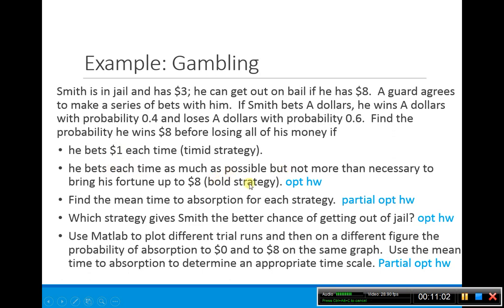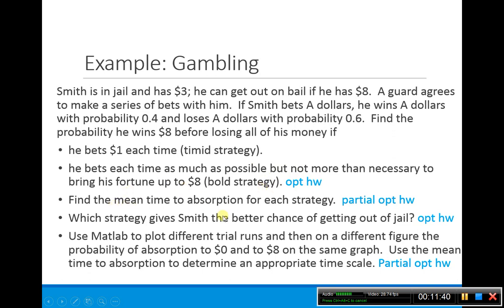Now this one, the bold strategy, he bets as much as possible. So if he starts with $3 here, then he's either going to win $3, so he's going to go up to $6, or he's going to go down to $0. So the bold strategy is much bolder because he bets as much as he can. So now if he's up at $6, he bets $2, right? So here he bets as much as he can without going above the amount. So here, this is the optional homework.